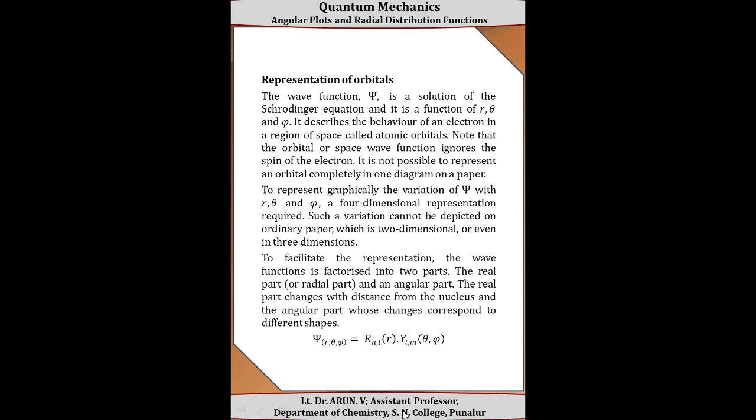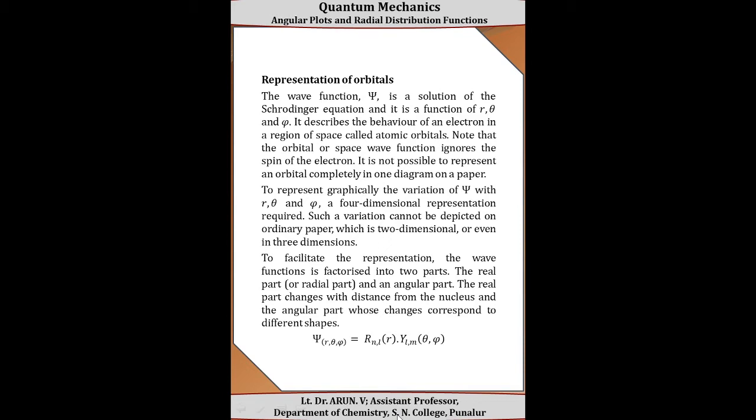Therefore, it is not possible to represent an orbital completely in one diagram on a paper. Therefore, we use the graphical representation in order to represent the variation of wave function with r, theta and phi. For that, a four-dimensional representation is required. The plane paper is two-dimensional, so we cannot represent such a four-dimensional representation on a two-dimensional paper or even in three dimensions.